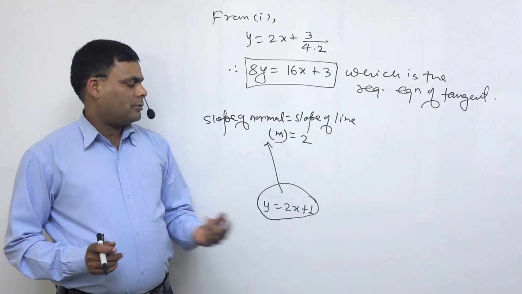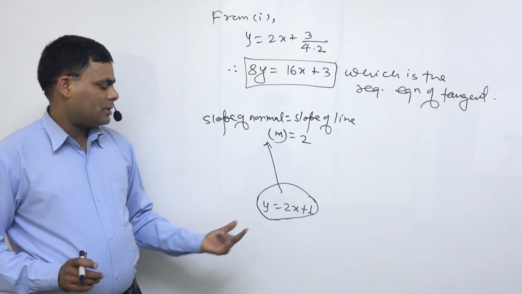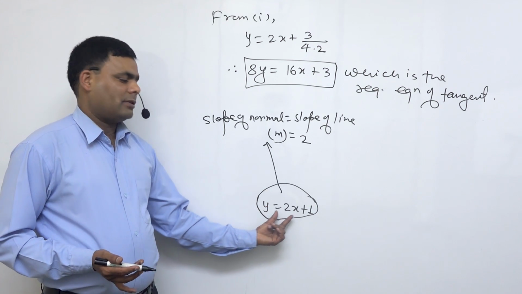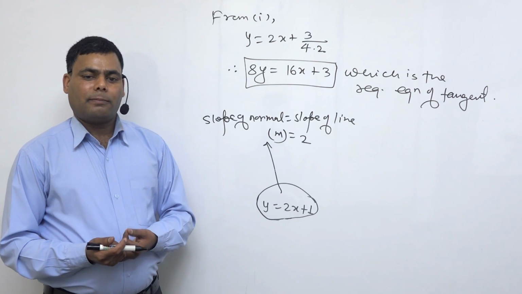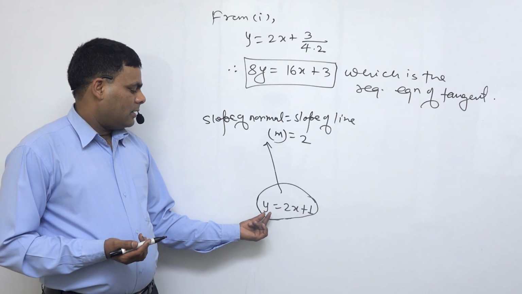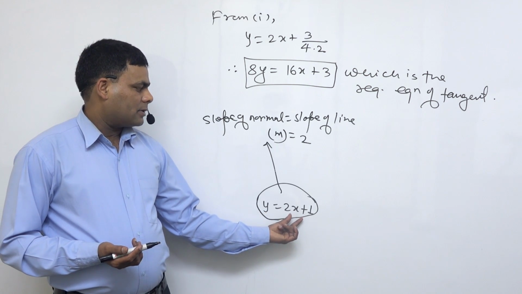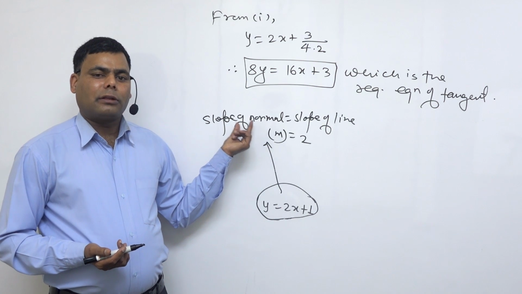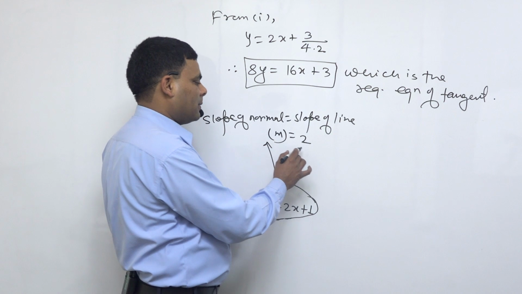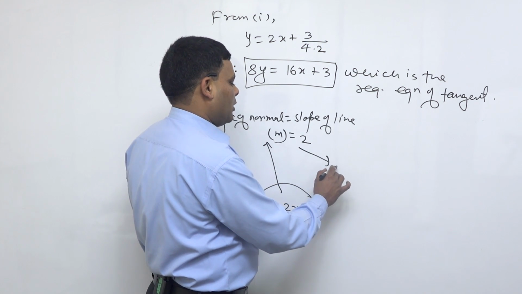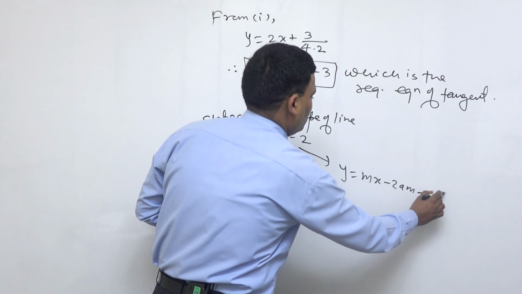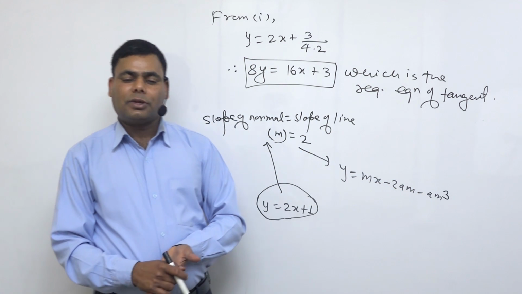We just found the equation of tangent parallel to the line y equals 2x plus 1. Sometimes they ask to find the equation of normal, where tangent and normal are both parallel to the same line. In practice this is impossible, but in calculation we can find the equation of normal. Here the given line is y equals 2x plus 1, and a line parallel to the normal means the slope of line equals the slope of normal. If the slope of normal equals 2, then the equation of normal in m form is y equals mx minus 2am minus am cube. Using this formula we can find the equation of normal.